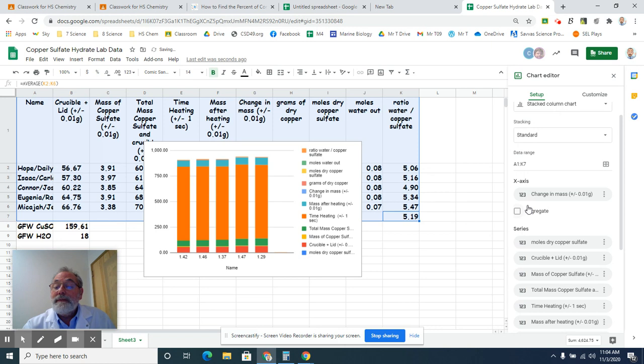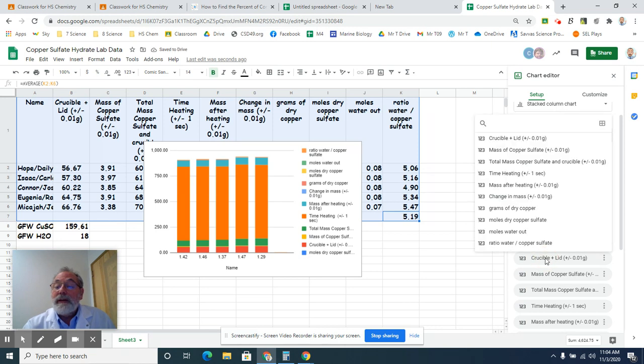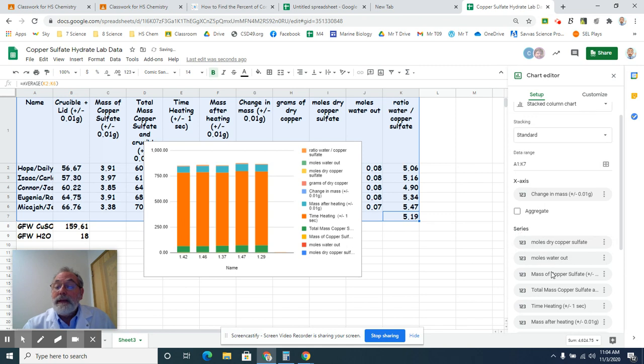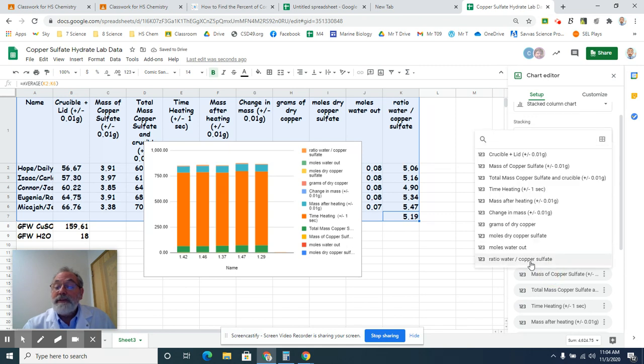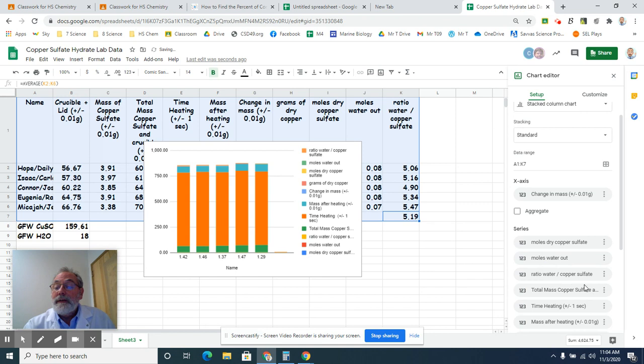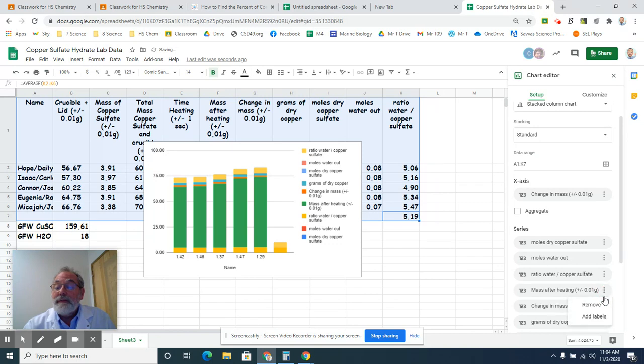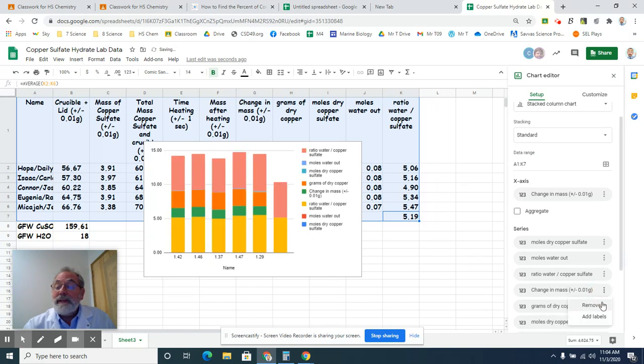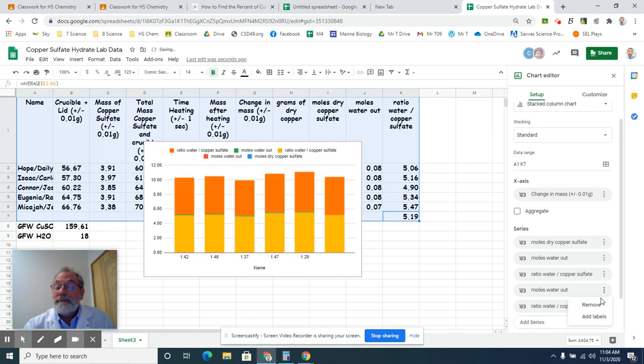Now this one should be moles of dry copper sulfate, moles of water out, and the last one is going to be ratio of water to copper sulfate. And all the others are going to get removed. Now you're going to remove all these headers. Now the only thing that's going to be left in your graph are those 3 lines and your x-axis.